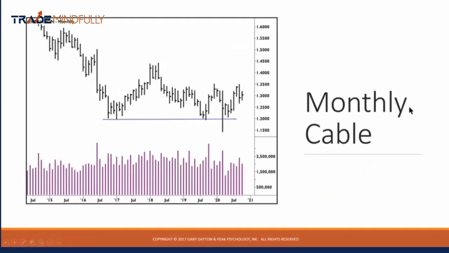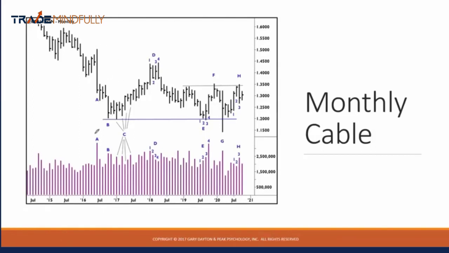So it varies for different markets. Okay, so let's take a look at reading price action on a monthly chart. This is cable, or the British pound. We were tracking this in deep practice. I'll talk a little bit about that at the end too.